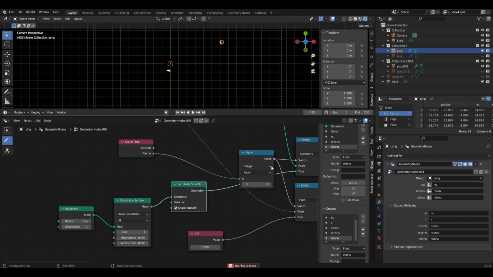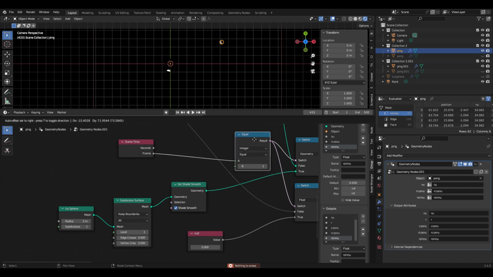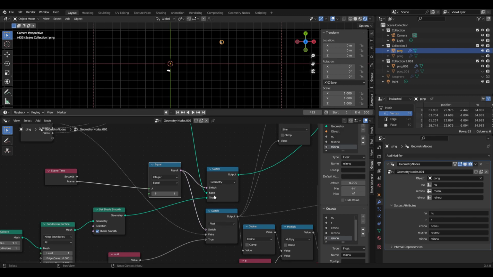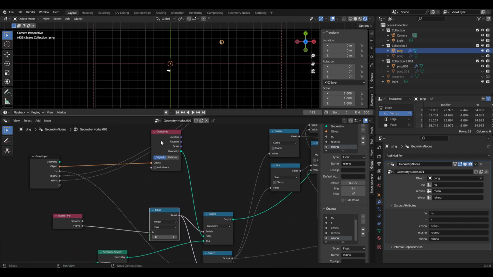The ping has more to it, but the object in there is the pong, and I'm using an icosphere. I did a subdivision surface and then a shade smooth. Here I'm saying that at frame 1, that icosphere is going to become the geometry, and then after that, it's whatever's in that pong object.